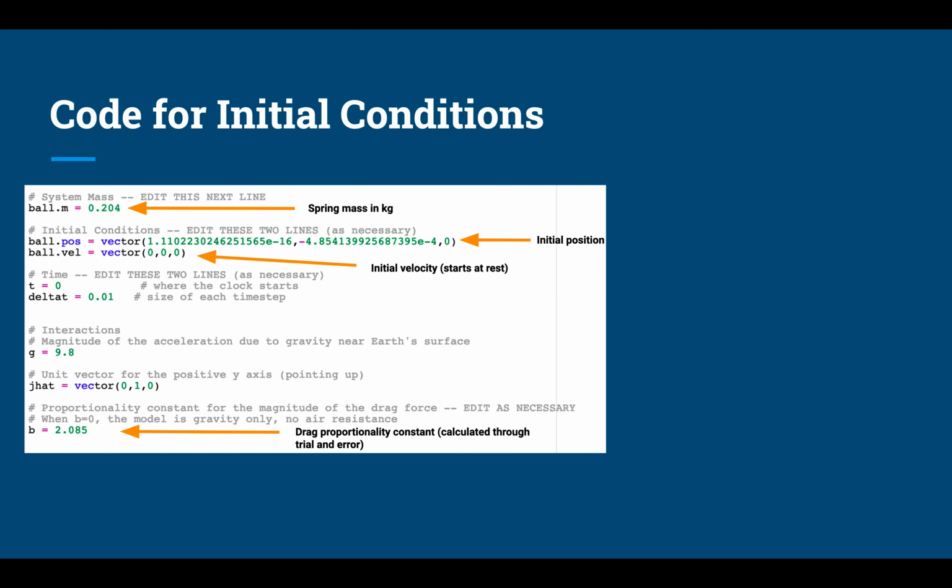So this is the code for the initial conditions. Again, we know that the ball's mass is 0.204 kilograms, and we got the initial position from Tracker, and we know that it starts at rest, so the initial velocity is just a zero vector. Then we have the time step, which we set to 0.01, and this is just how the while loop is going to update. And we have g equal to 9.8 because that is the acceleration due to gravity. And finally we have j hat and the proportionality constant for drag. This was calculated through trial and error, and finding out when the computational model's end position matches up with the observed end position.